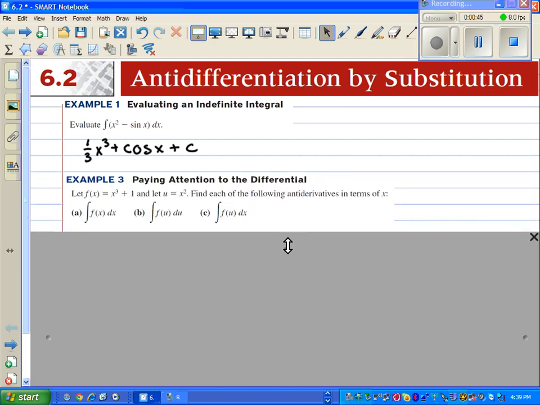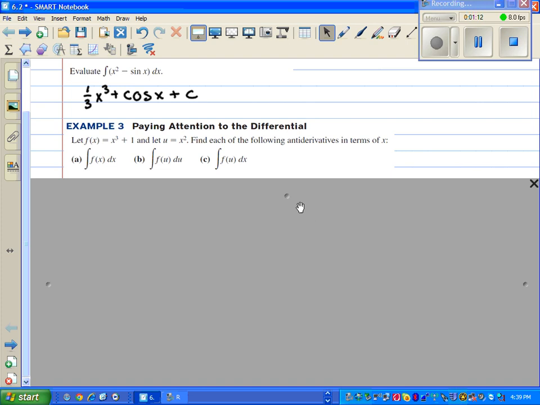In example 3, we are asked to pay attention to the differential. And the differential in this case is the dx. The differential here is du, and the differential in the third one is dx given. We are asked to let f of x equal x to the third plus 1 and let u equal x squared. And we're going to find the following antiderivatives and, of course, pay attention to the differential.